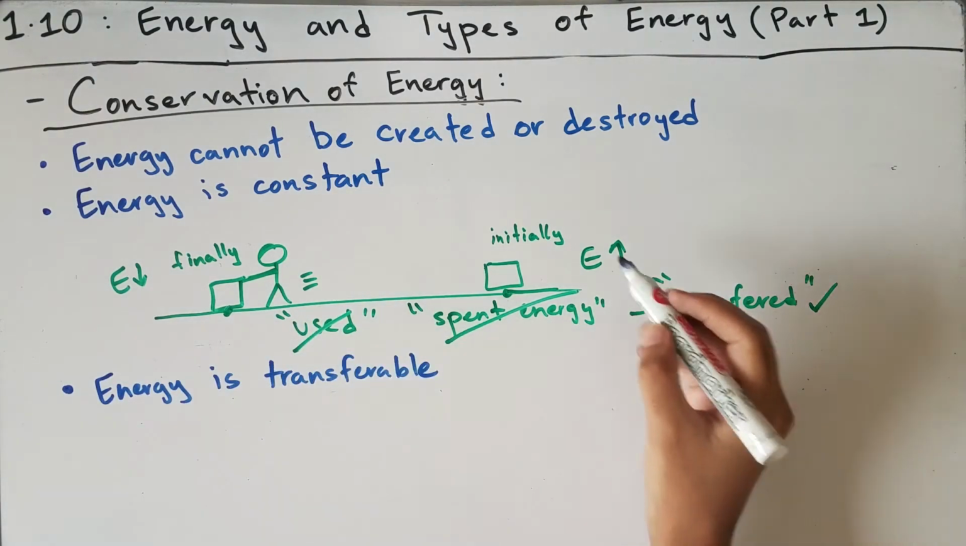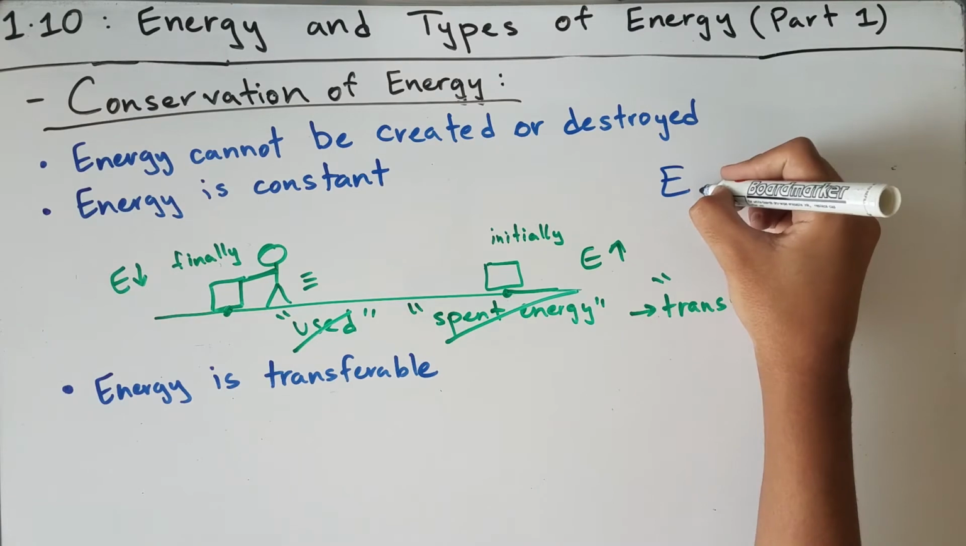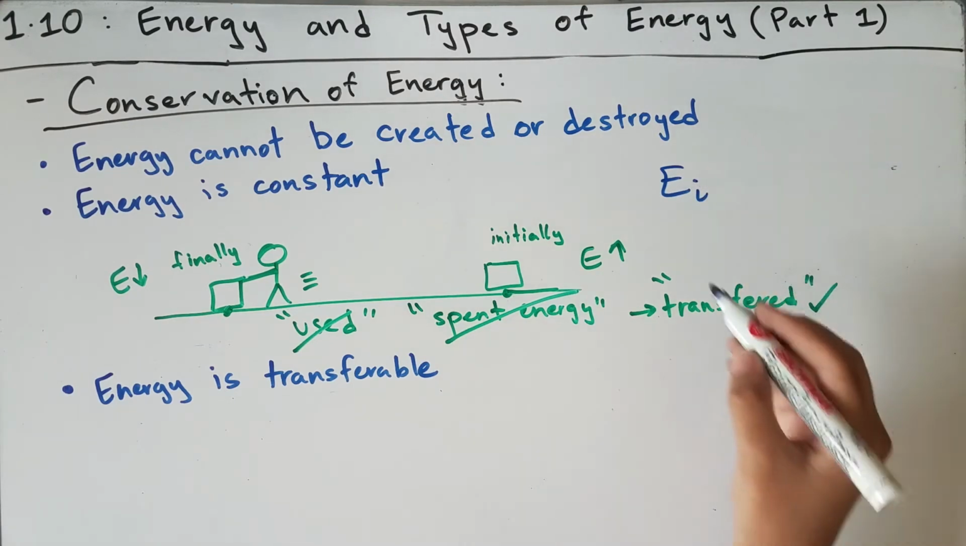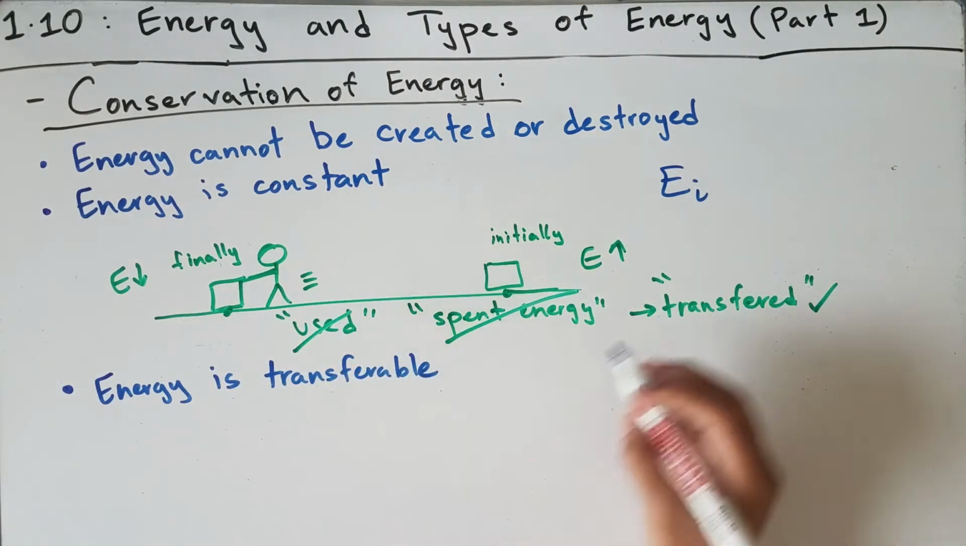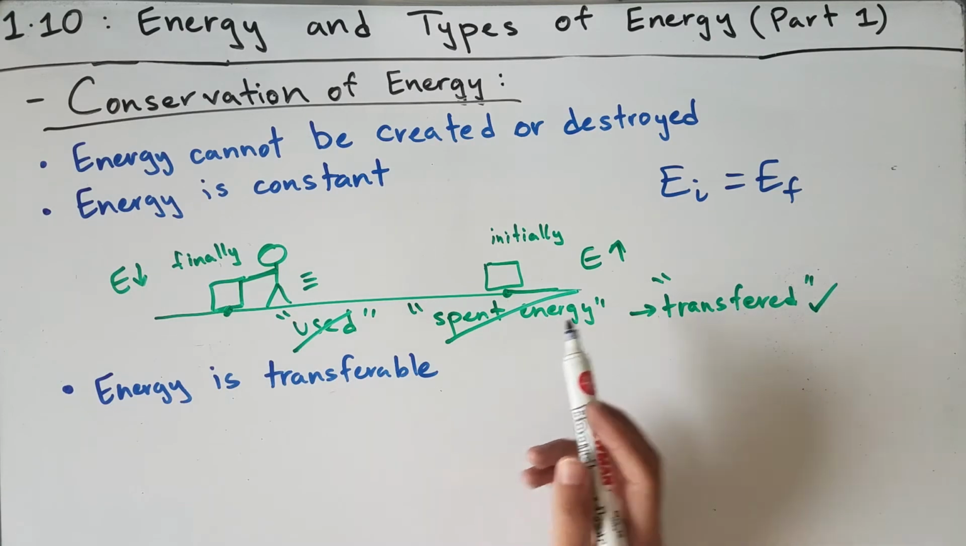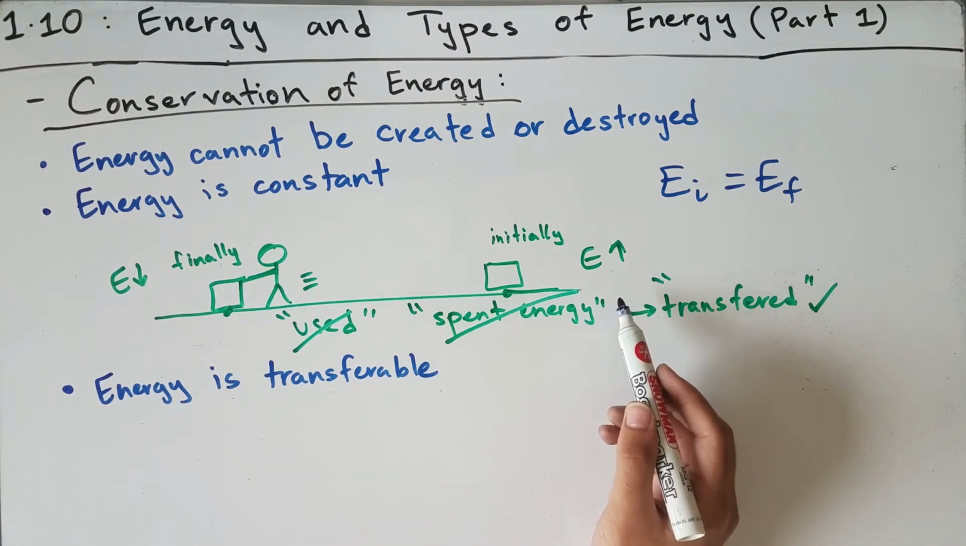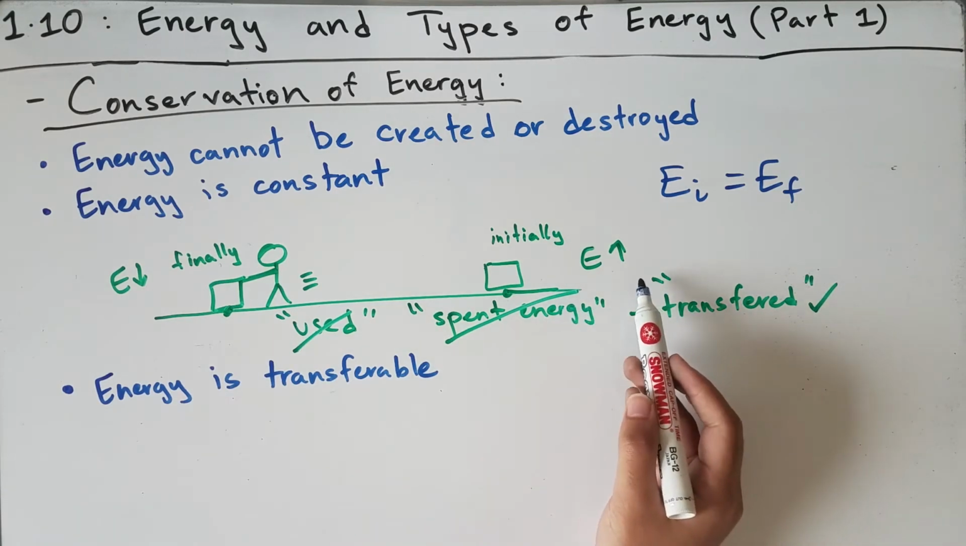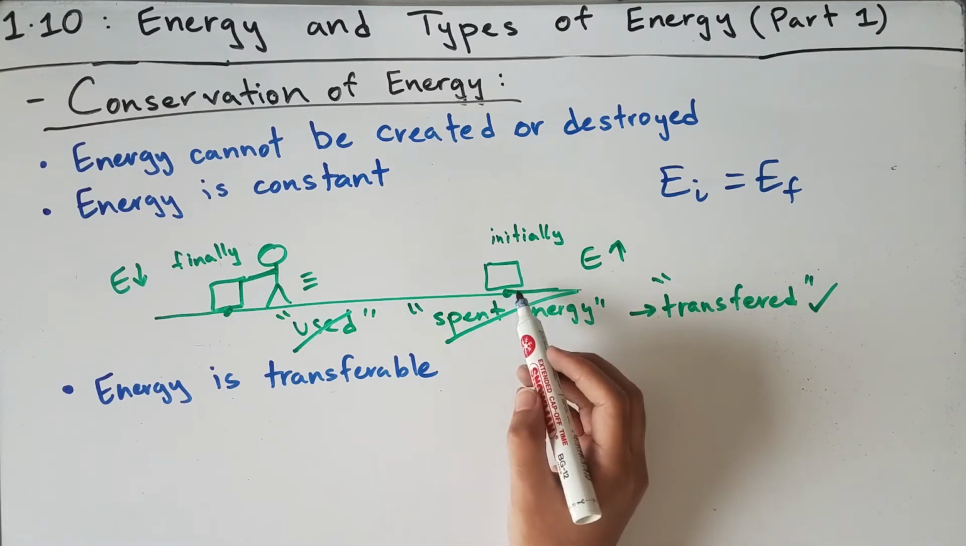So your energy in this initial state, represented by the letter E with the subscript i, would equal the final energy that you're left with. The only difference here is that your energy, which is the internal energy that you use to push that box, has been converted to kinetic energy that is in the box because it's in motion.